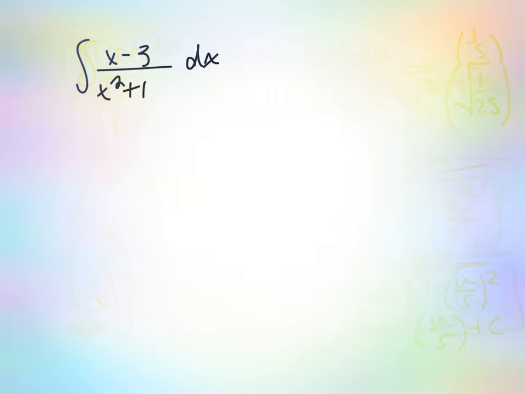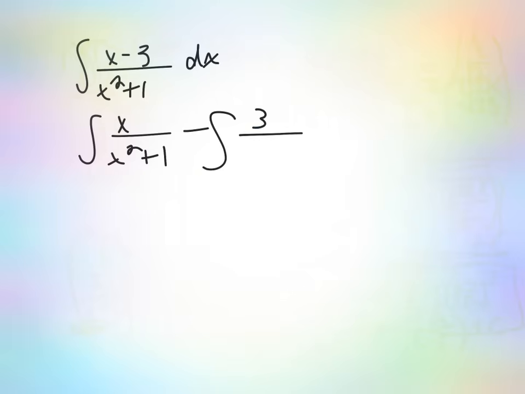Okay, so this one's a little more complicated because it would include two operations, both natural log and an inverse trig problem, but we can get through it. So I'm going to start by splitting up the integral. So it's going to read as the integral of x over x squared plus 1 minus the integral of 3 over x squared plus 1, dx and then dx here.